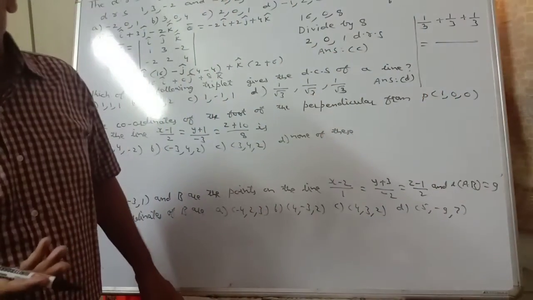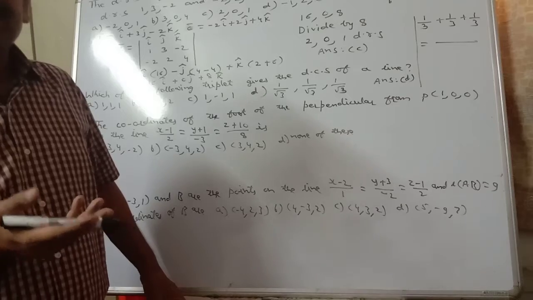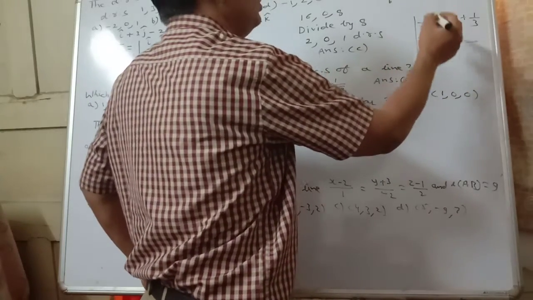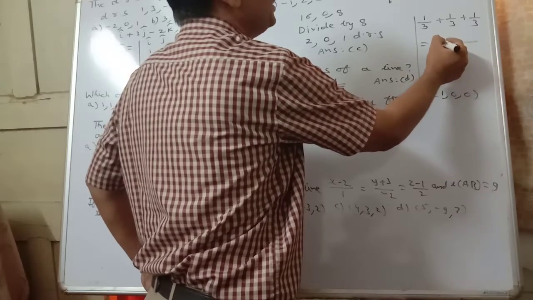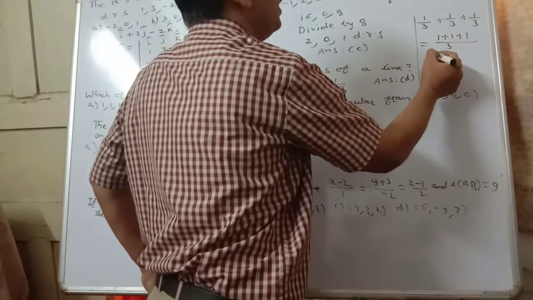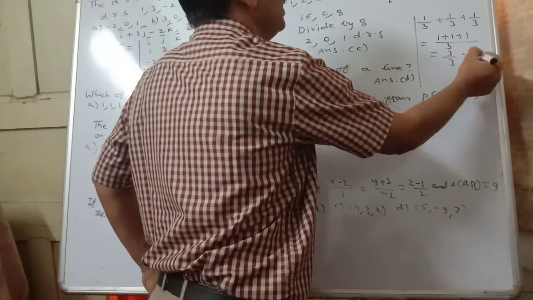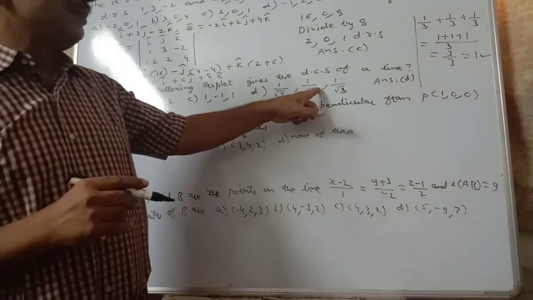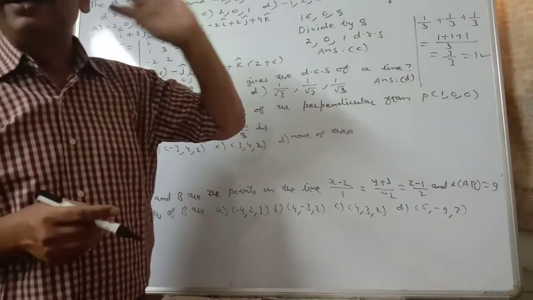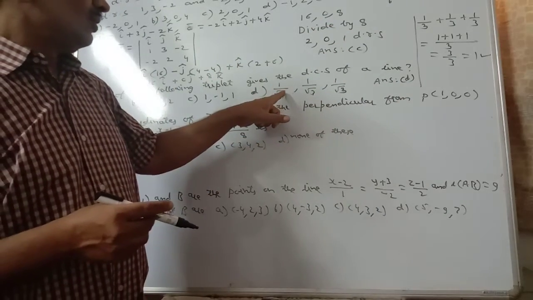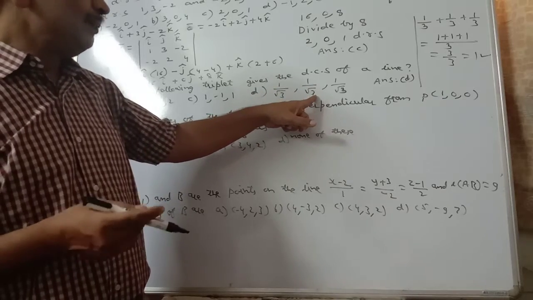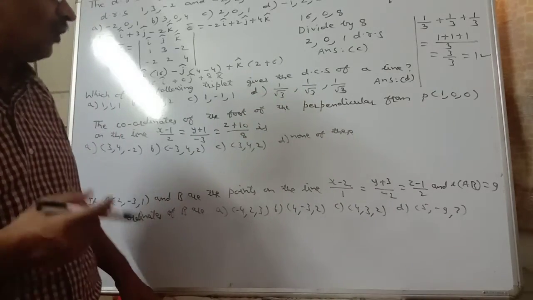Addition of 3 ratios where denominators same. As denominators are same, LCM 3. As denominators are same, simply add numerators. 3 by 3, 1. So these numbers satisfy the required condition. So option D, it represents direction cosines of line.